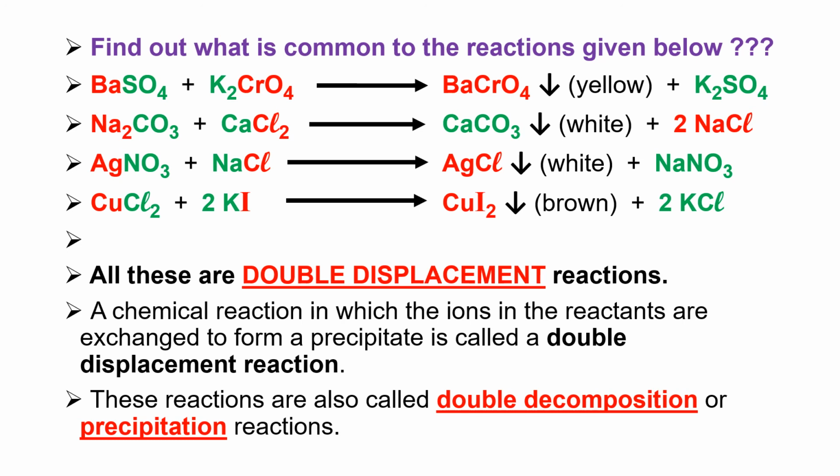So that's why we call them double. We also call them double decomposition reactions or precipitation reactions. Why? Because you get a precipitate in all these reactions. I hope this is clear. So with this we finish the first method of classification.